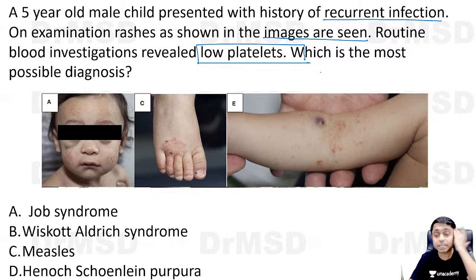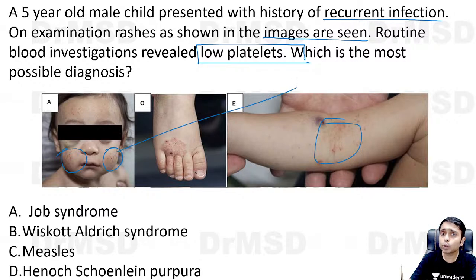Please remember, in the pictures you are able to see a child with some erythematous lesions over the cheeks, and some eczematous lesions present in the folds, and these are pointing towards eczema, that is atopic eczema, and all these are actually pointing towards Wiskott-Aldrich syndrome.